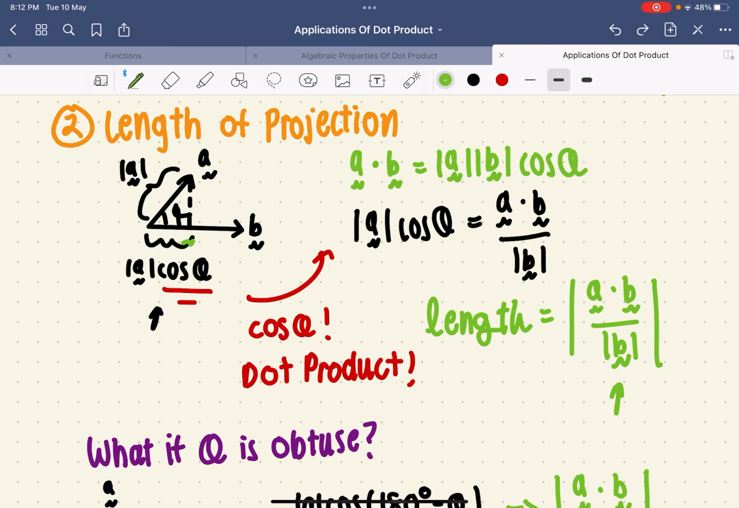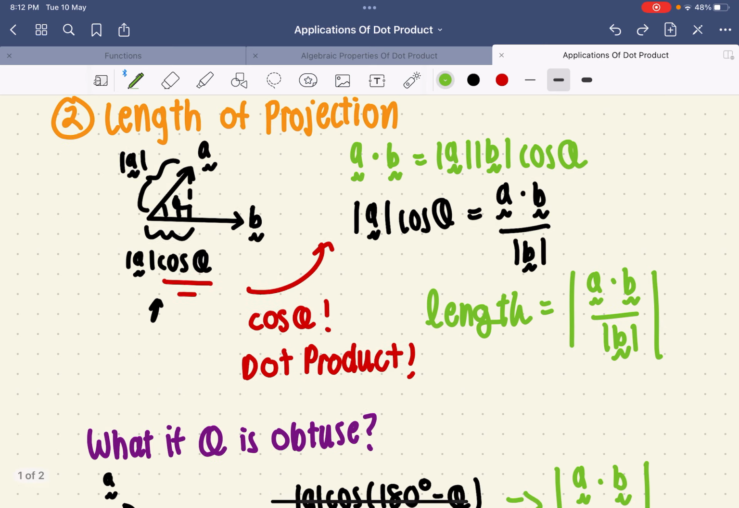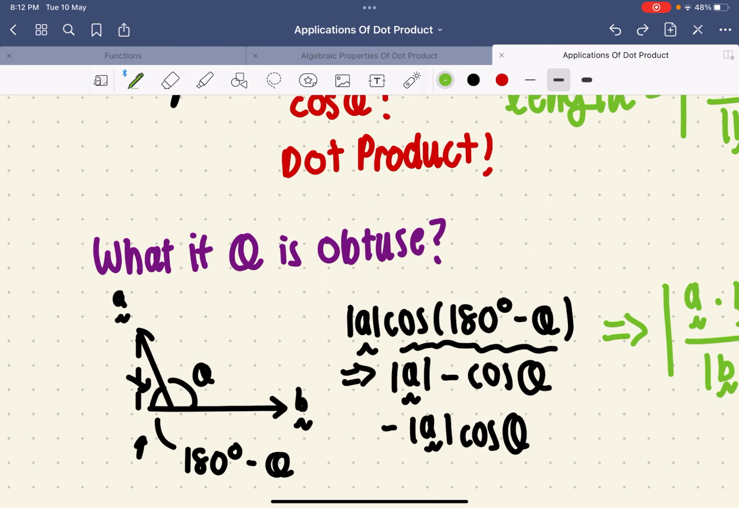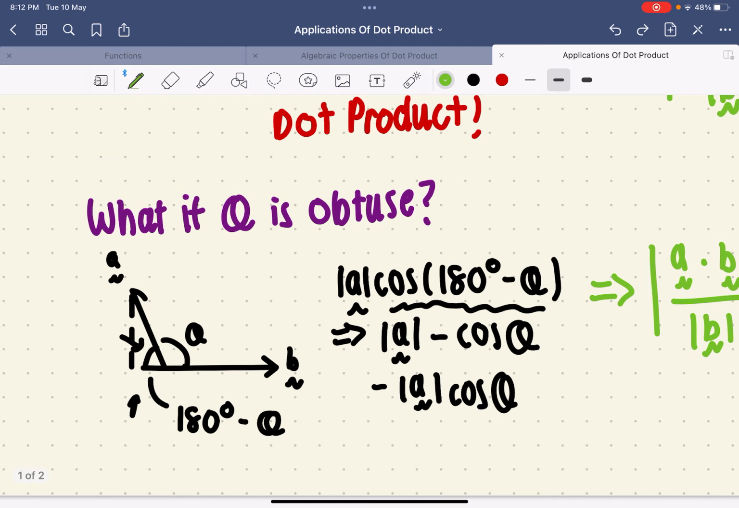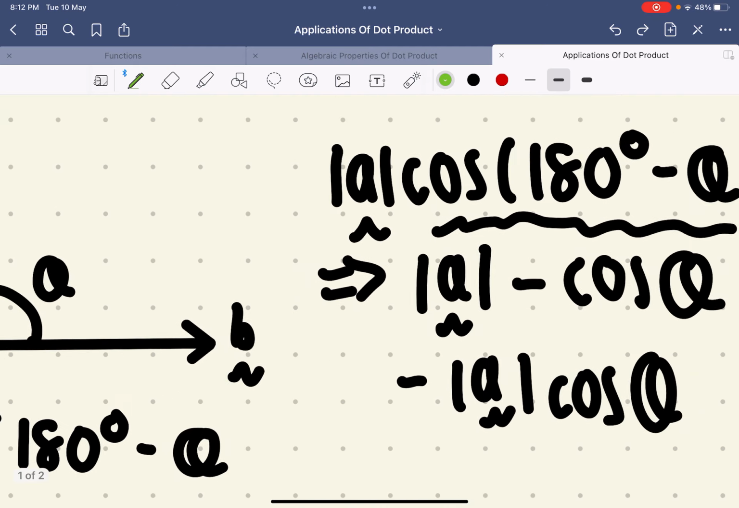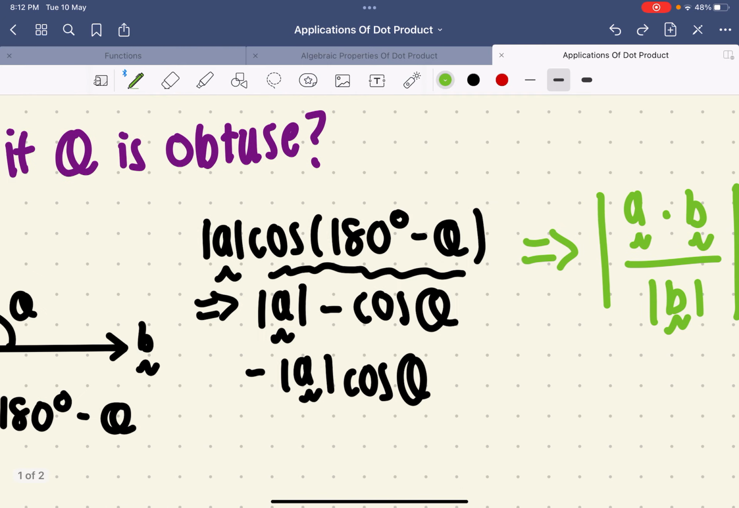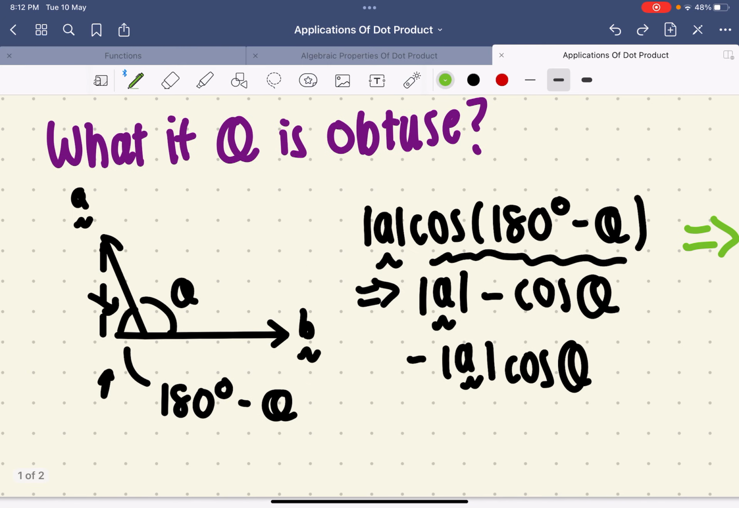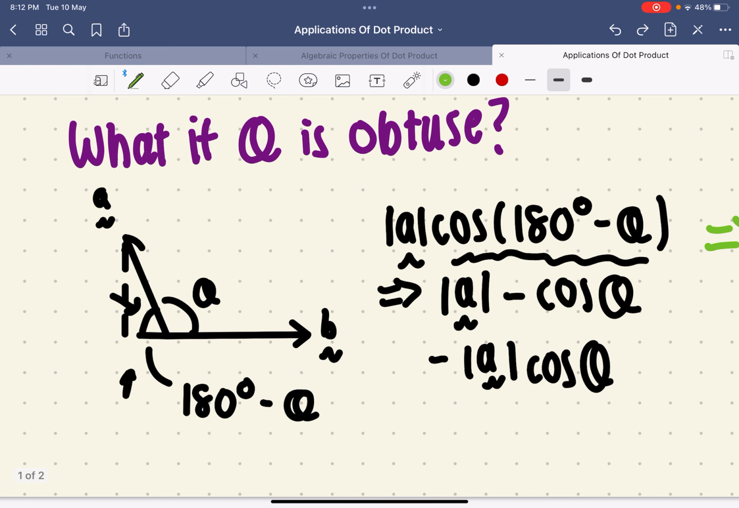But why do we put a mod here? Because it's a length, and length cannot be negative. Then what if theta is obtuse? If theta is obtuse, it actually derives the same concept. Look at A and B here and this theta here. We take this one, and this is the length of projection. Length of projection here, okay?